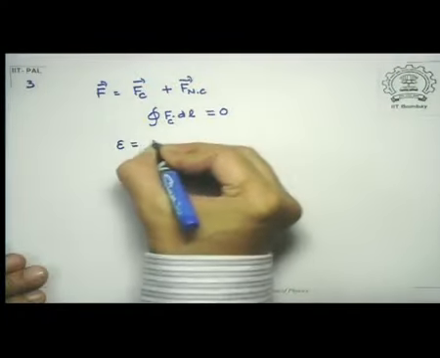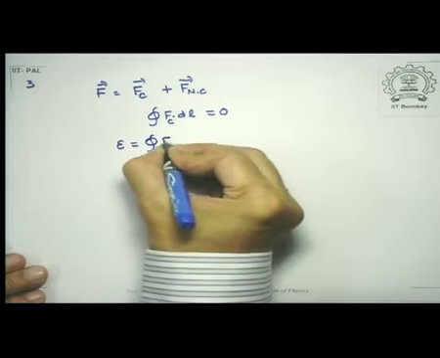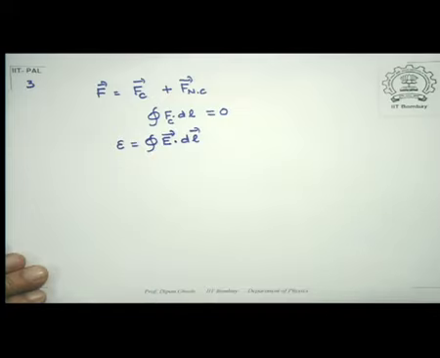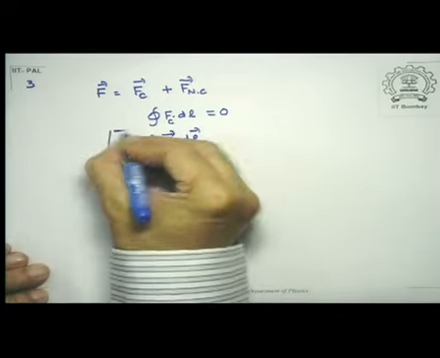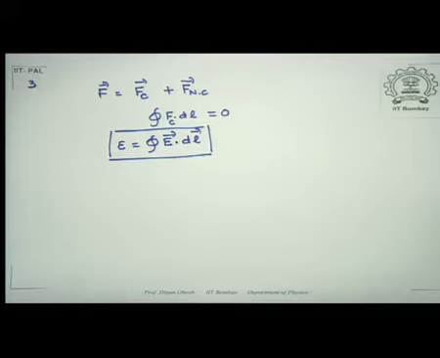EMF is given by, because per unit charge, the contour integral, closed integral of E dot dl. And that's the reason why EMF is frequently defined like this. And we will have more to say about it when we discuss the definition of the electromotive force in connection with Faraday's law of induction. But this is the way it works.